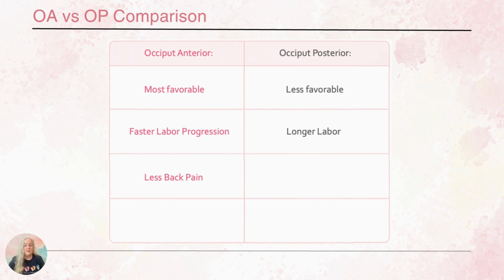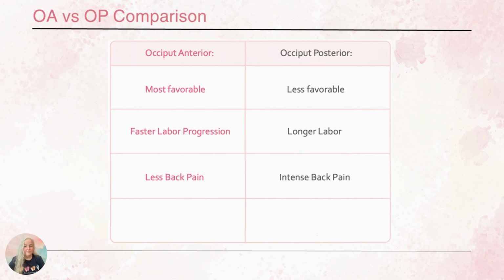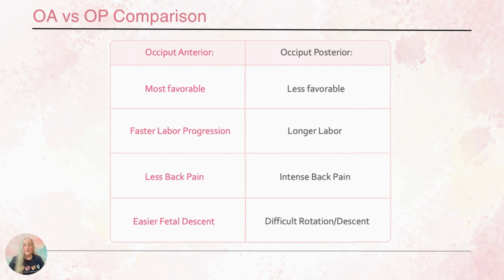For occiput anterior, we have less back pain. And then with posterior, we have intense back pain. And with occiput anterior, we have easier fetal descent because of increased flexion. And with occiput posterior, we have more difficult rotation and descent as the baby is progressing through the pelvis.